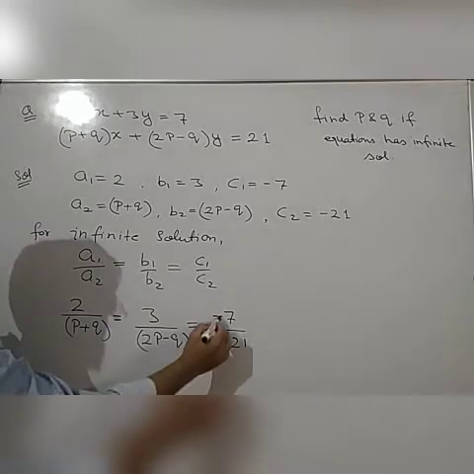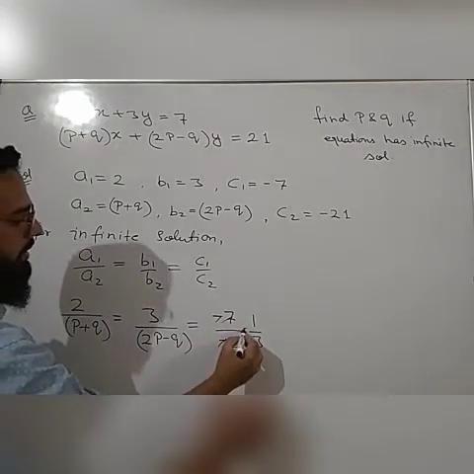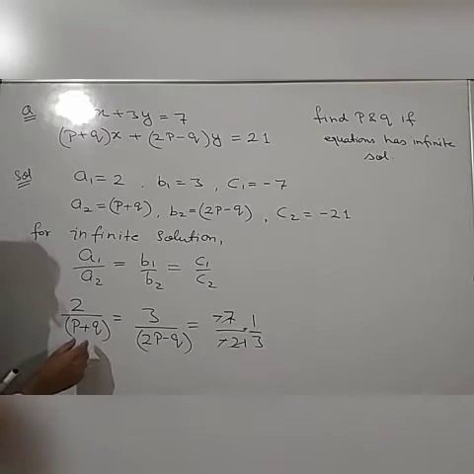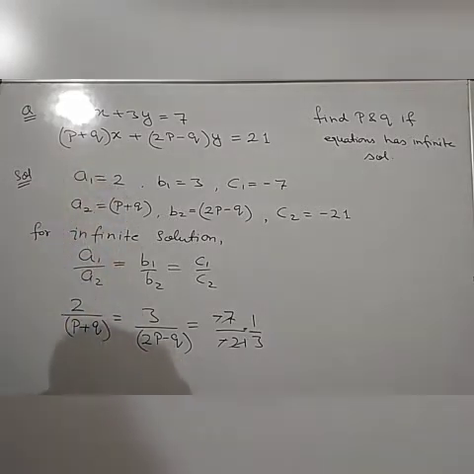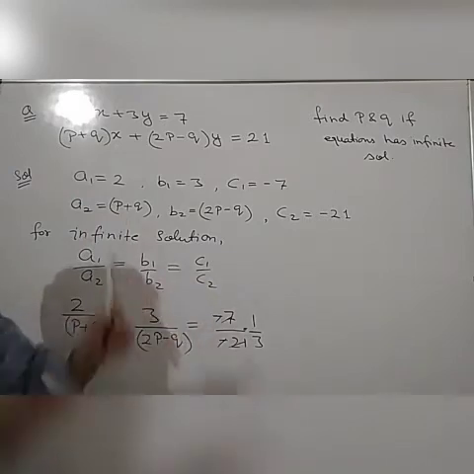Now this minus will cancel out. 7 threes are 21, so it will be 1 upon 3. It can be written as 1 by 3. Now in this question there are two variables. In all the questions which we have solved till now, there was only one unknown value which we had to find. But now in this question, there are two unknown values and we have to find both.